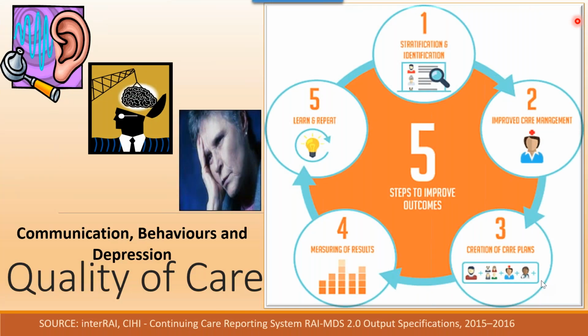Actually, we're going to be looking at 5 indicators. One indicator has to do with communication, 2 indicators have to do with signs and symptoms, behaviors, I'm sorry, and then 2 indicators have to do with depression indicators as well. So we're looking at communication, behaviors, and indicators of depression.